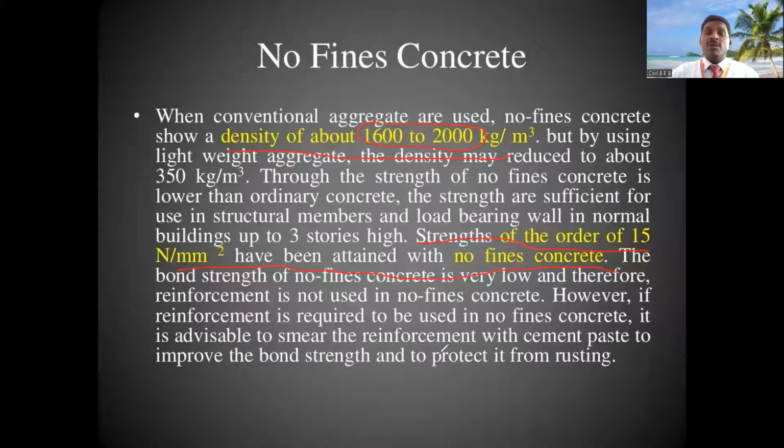Then for more grades, if we require 20 Newton per mm square strength, then 25 Newton per mm square, or 30, then we cannot use this lightweight concrete. Are you getting? So this lightweight concrete we are using up to 15 Newton per mm square strength. So this is the no fine aggregate concrete.